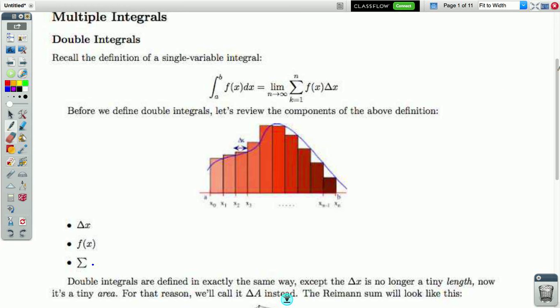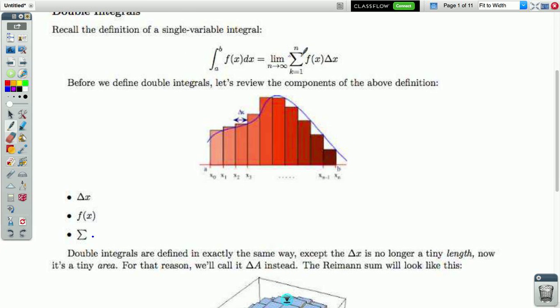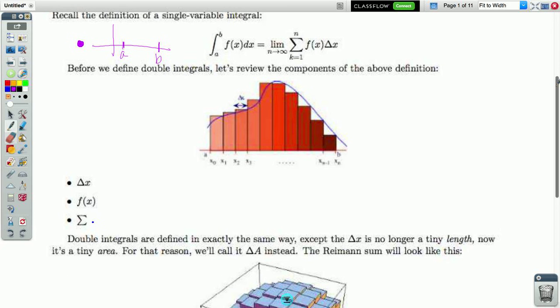So, before we start, let's talk about this definition of the single variable integral. Remember, we would read this integral from a to b, because a to b are our limits, and that's going to happen over the x-axis, so something from a to b, like that. And then this whole thing is the limit as n goes to infinity, so the number of rectangles goes to infinity. We're summing up all of these things. So let's think about what this looked like.